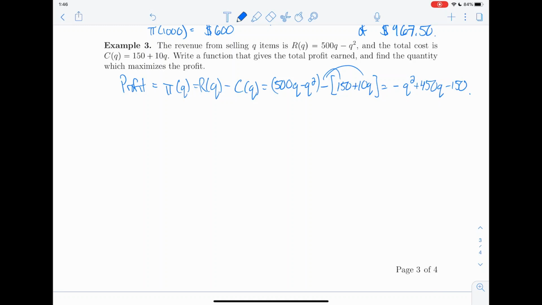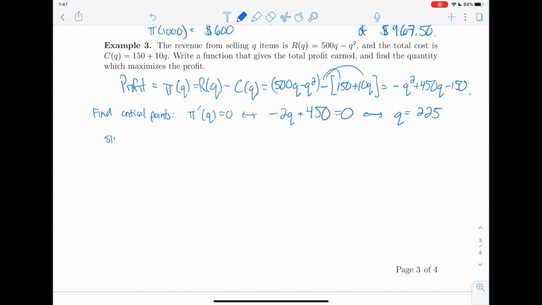Now we need to find critical points. We might again note, well, let's start by taking the derivative. We're going to start by doing pi prime of q equal to 0. But what is pi prime? If I differentiate this original profit function, I'm going to end up getting negative 2q plus 450 is equal to 0. And if I solve for q, I get q is equal to 225.